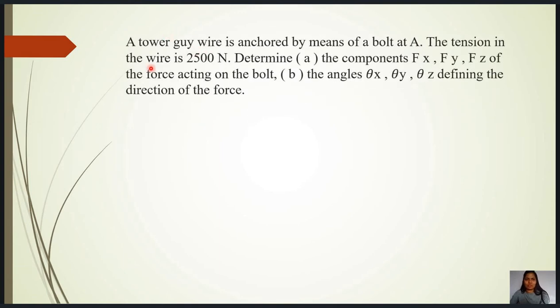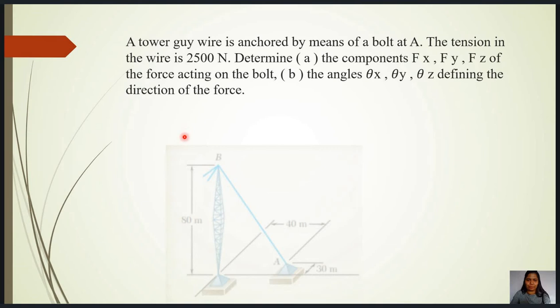So let us discuss the first numerical on concurrent force system in space. A tower guy wire is anchored by means of a bolt at A. The tension in the wire is 2500 Newton. Determine the components Fx, Fy, Fz of the force acting on the bolt, and the angles theta x, theta y, theta z defining the direction of the force.